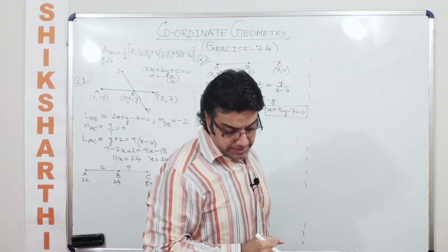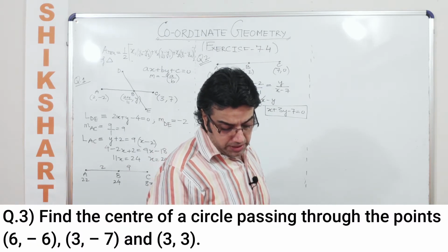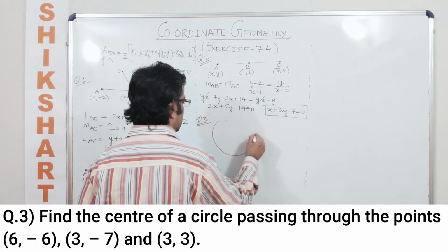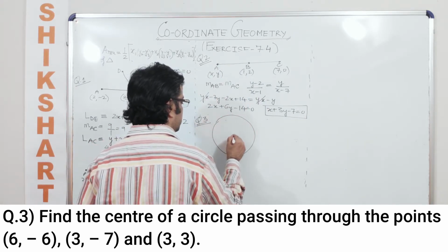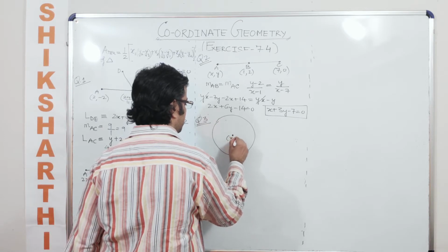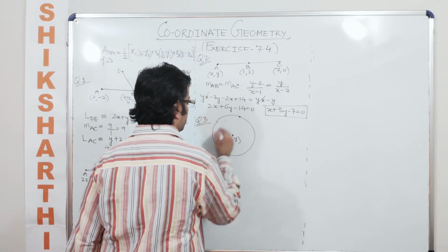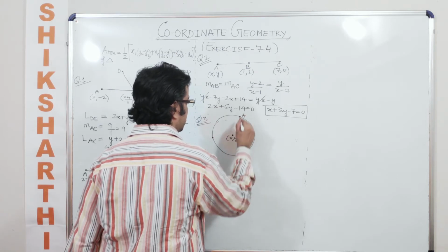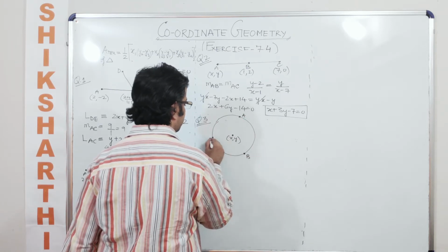Question number 3 says, find the center of a circle which passes through the points. So you are supposed to find out the center of a circle. Let's say this is the circle, and you are supposed to find the center. Let's say this is x comma y. They have given you 3 different points which are lying on the circumference of the circle. Let's label these points as A, B, C.